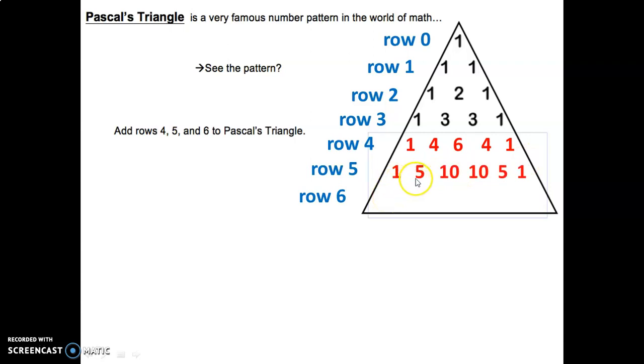Okay, well 1 and then 5, because those make 5. 4 plus 6, 10. 6 plus 4, 10. 4 plus 1, 5. And then 1 again. And finally row 6. So hopefully at this point you got the pattern going. So that's called Pascal's triangle.